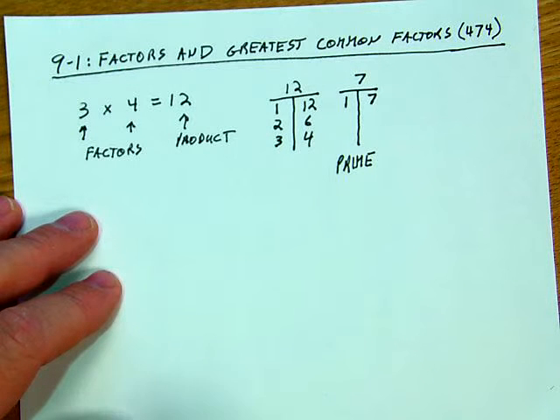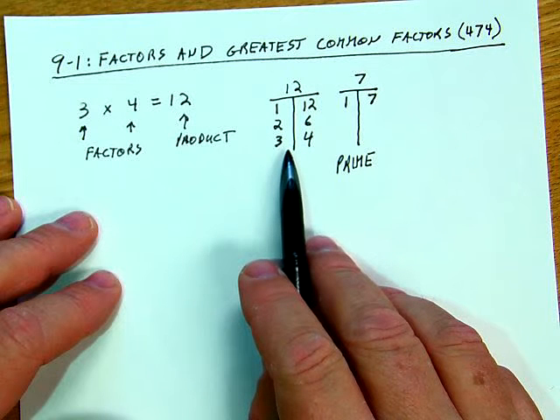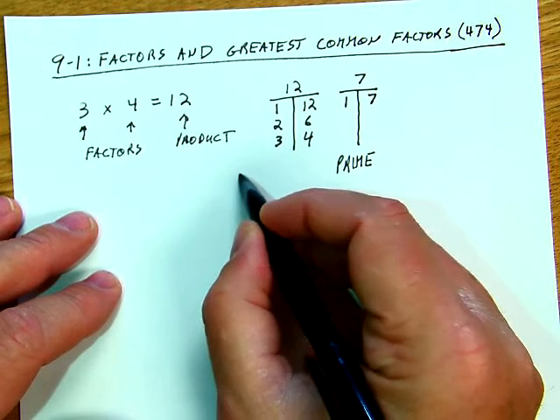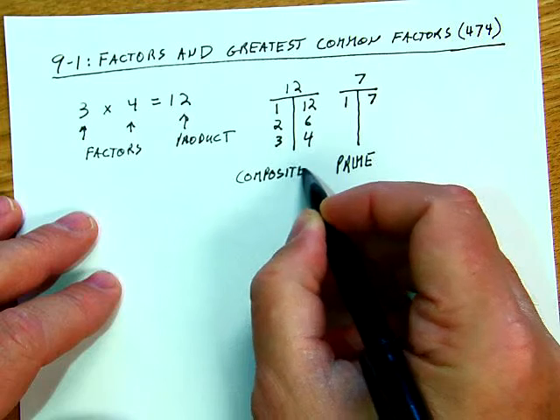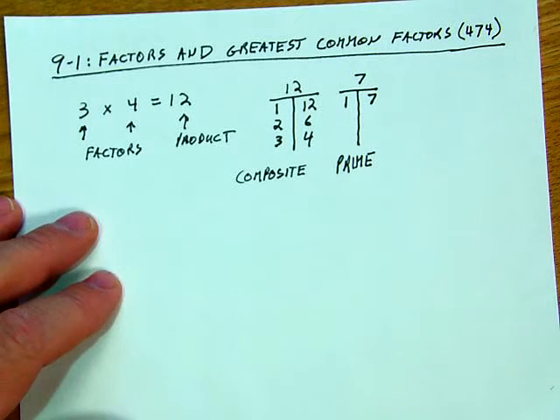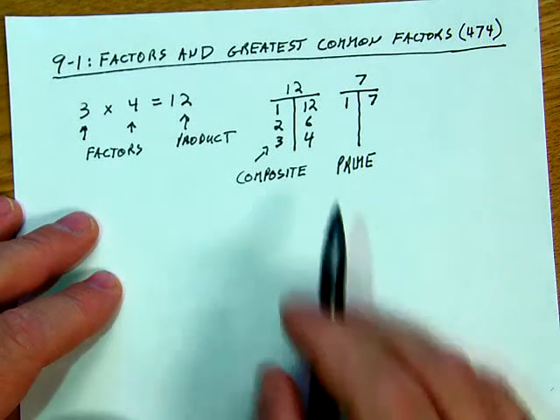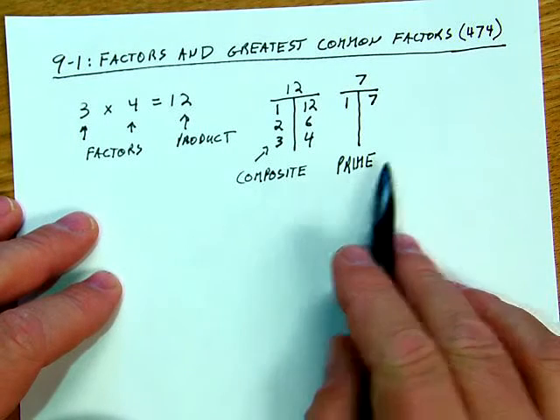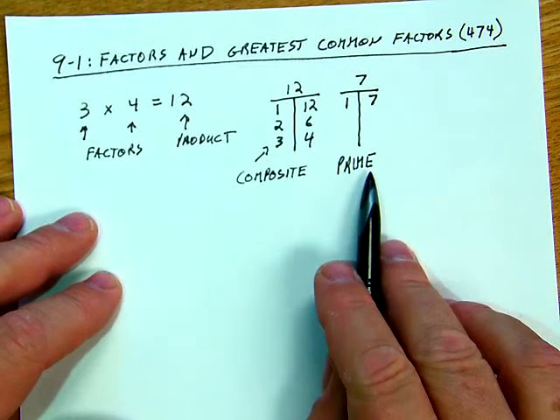Okay? Well, if these are called prime, what about this one that has multiple numbers that become factors? Well, this has a special name too, that is composite. So this number here is a composite number. 12 is a composite number. 7 is a prime number. Let's try a couple more.